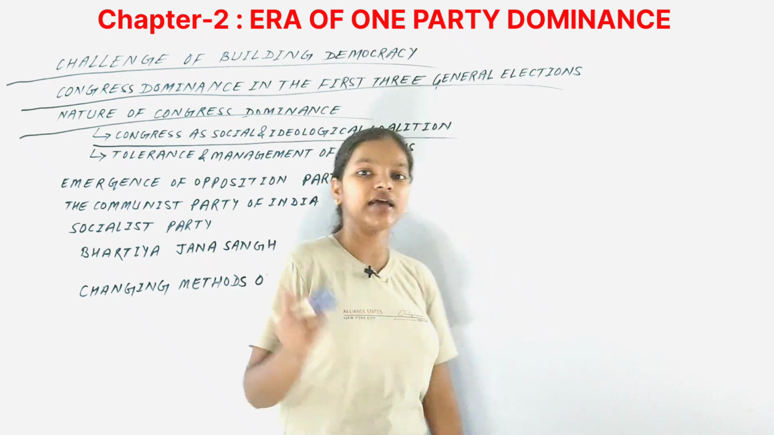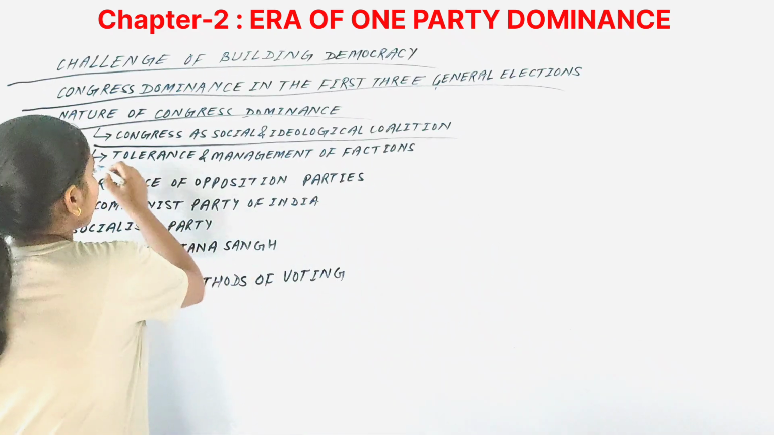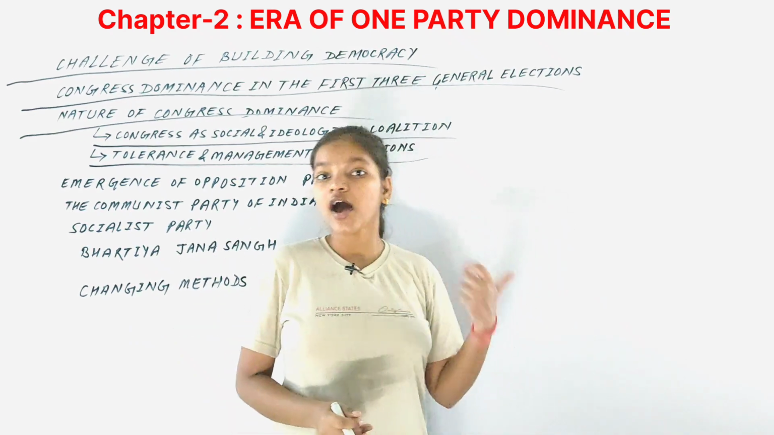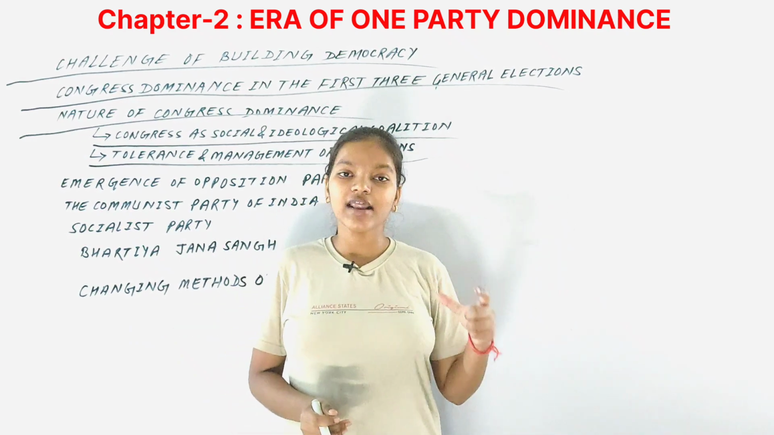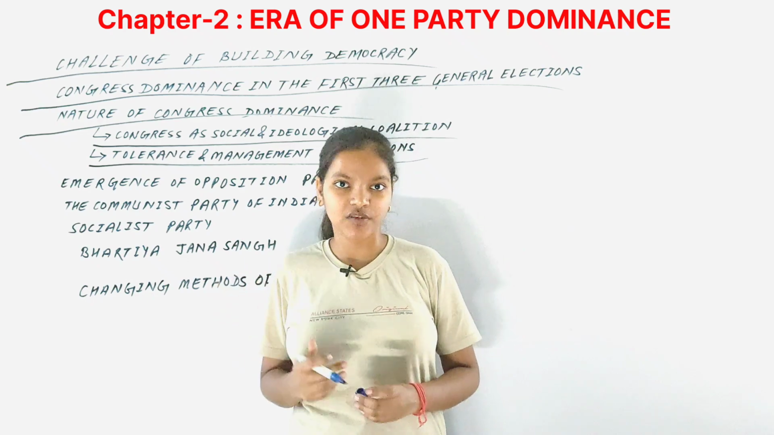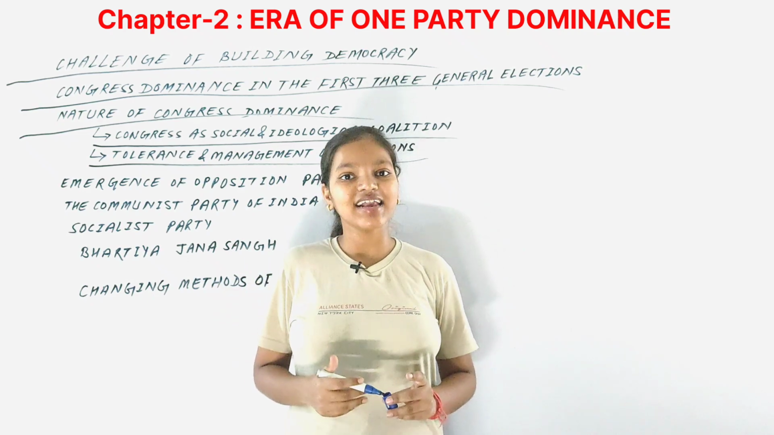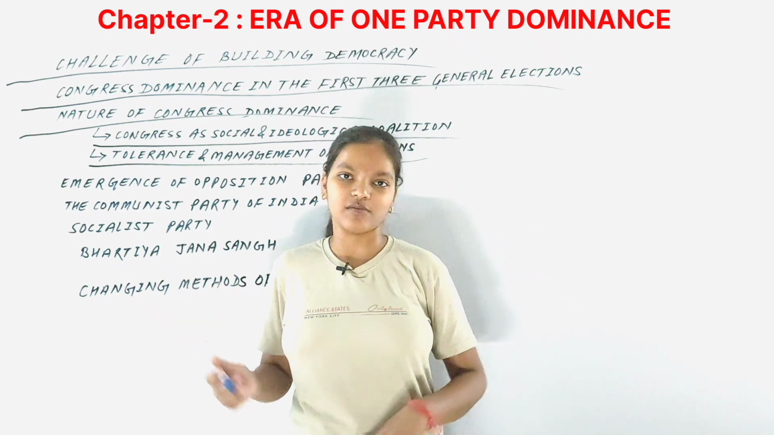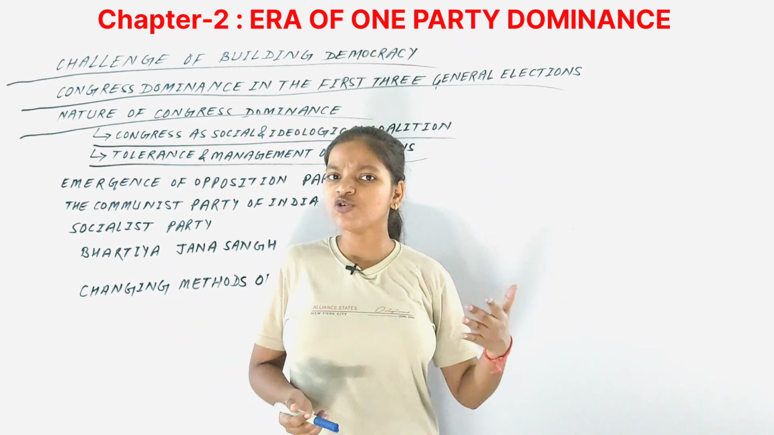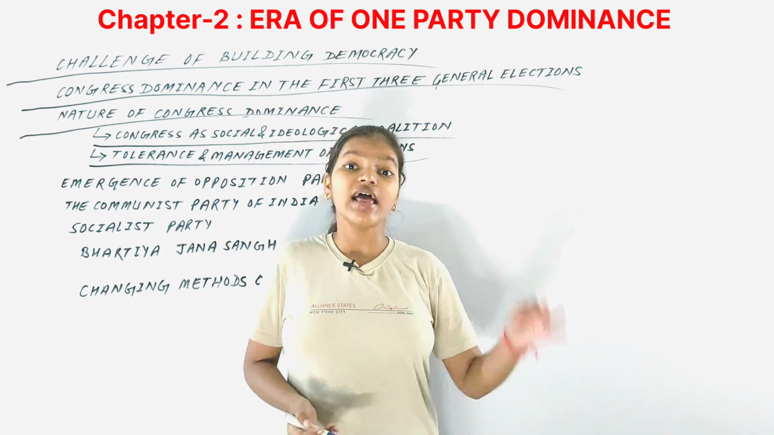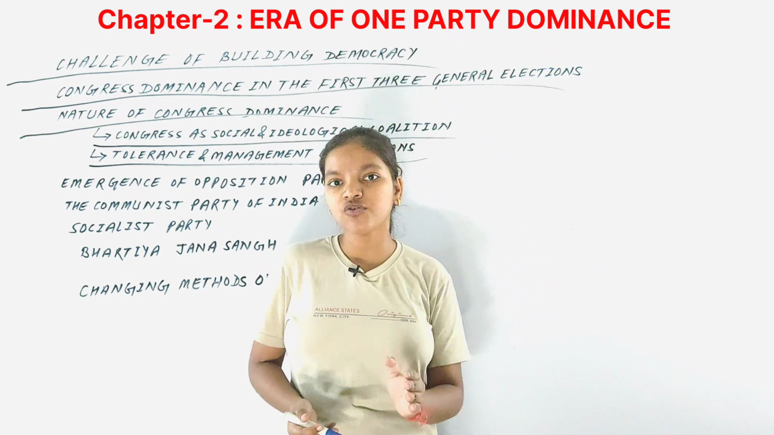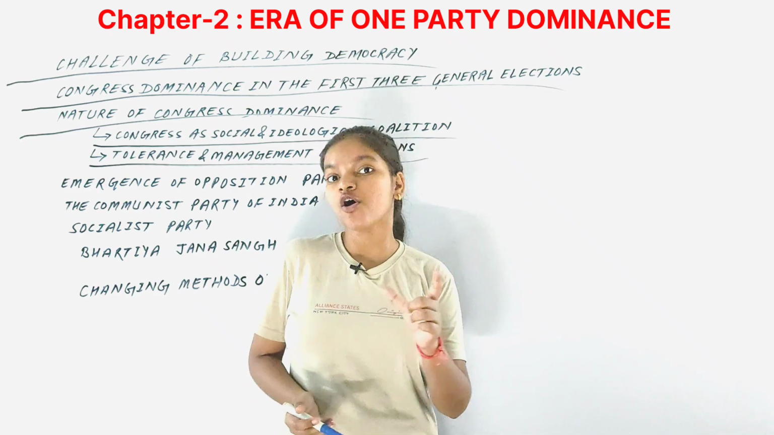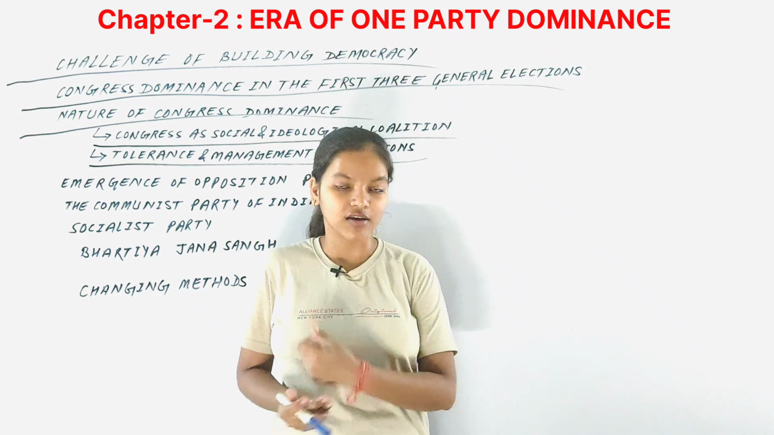Now the second point in the Congress party was the tolerance and management of factions. First of all, what are factions? We say that there were numerous groups in the Congress party. Secondly, there were different kinds of leaders with different ideologies, some being pacifist, some revolutionary, some extremist, and that's why they formed their own groups even within the Congress party. These groups are called factions in the Congress party.